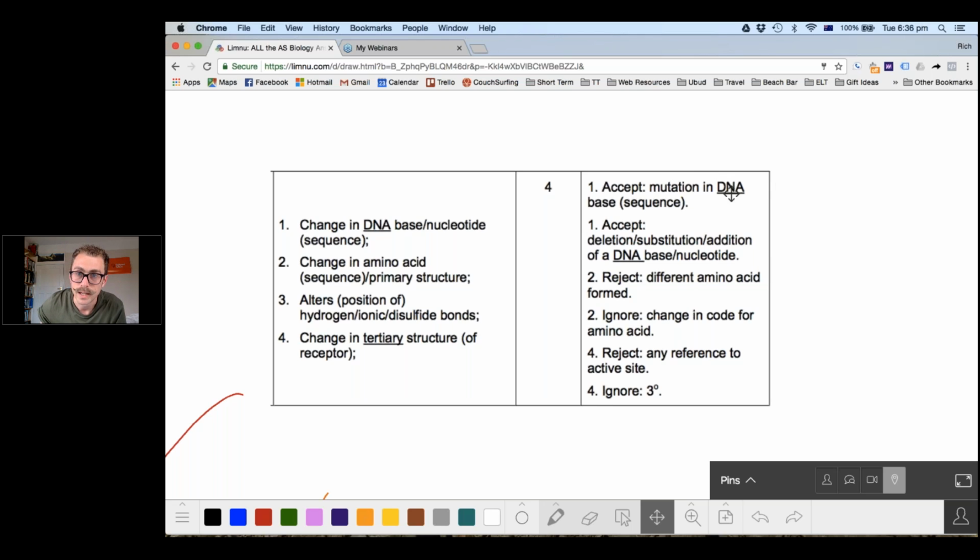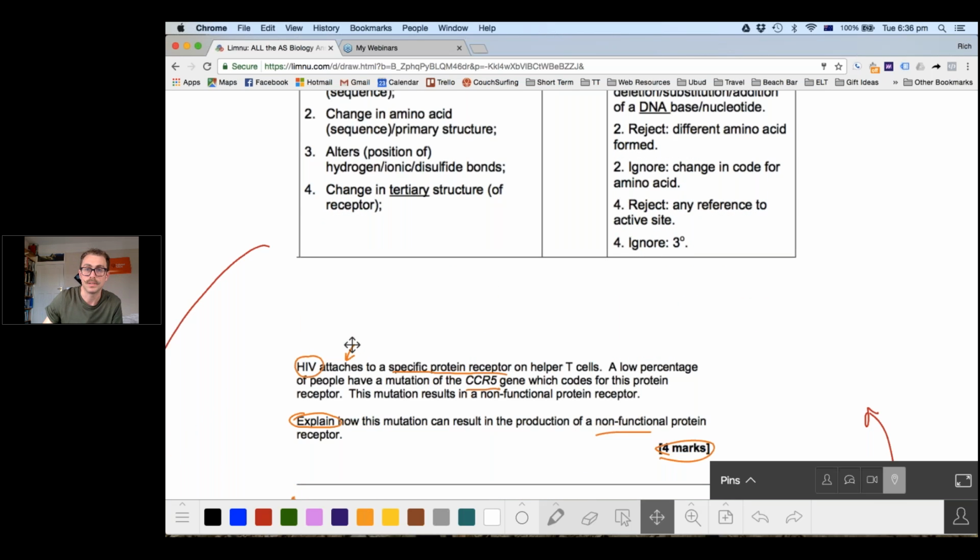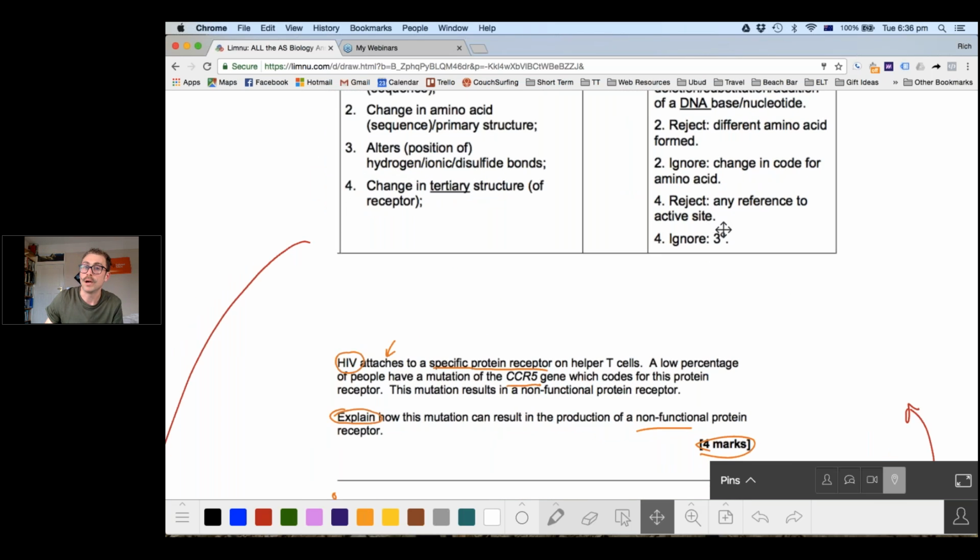Comments are sometimes useful: accept mutation in DNA base sequence, accept deletion, substitution, addition. There is a bit greater emphasis on the types of mutation in the new specs for all exam boards. Reject different amino acid formed. It's looking for the sequence of amino acids, and it's looking for the effect of that on how it affects the bonding. Reject any reference to active site because this is not an enzyme, this is a receptor. It says ignore 3', so you can use this in your notes, I use shorthands all the time, but in your exam, write tertiary.